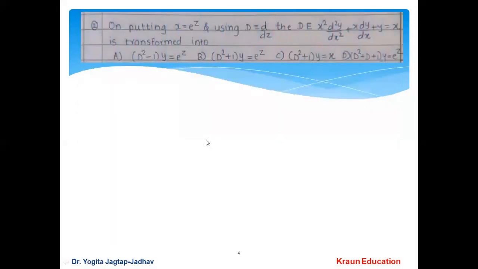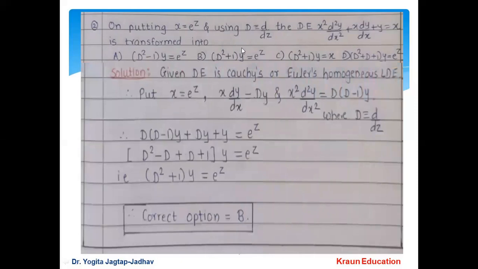Now look at the second example. On putting x equal to e raised to z, using D equals d by dz, the differential equation x square d square y by dx square plus x dy by dx plus y equal to x is transformed into one of the following four forms. Now look at the solution. As we observed, the given differential equation is Cauchy's or Euler's homogeneous linear differential equation.